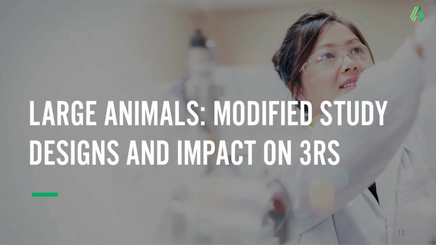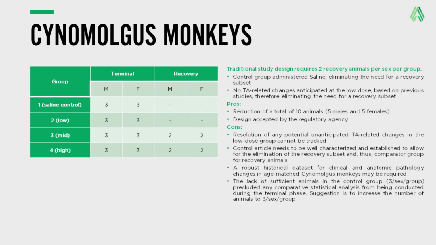Now, switching gears a little bit and taking a look at the modified large animal study designs. So let's take a look at a cynomolgus monkey study. So a typical study design for a routine tox study would require 4 dose levels. Typically, if you have a recovery period, you would have a terminal subset with 3 animals per sex per group, and then a recovery subset with 2 animals per sex per group.